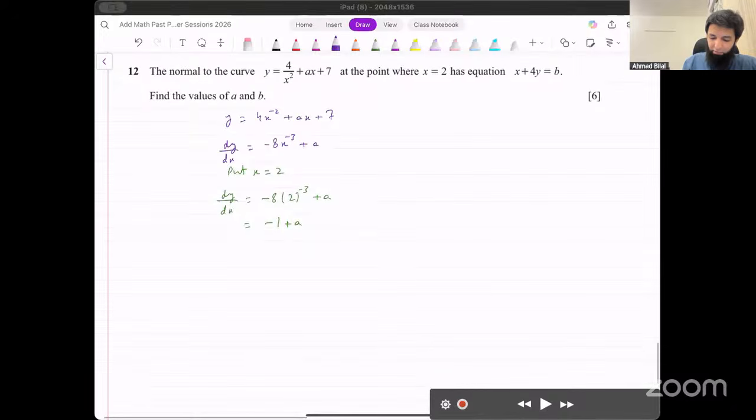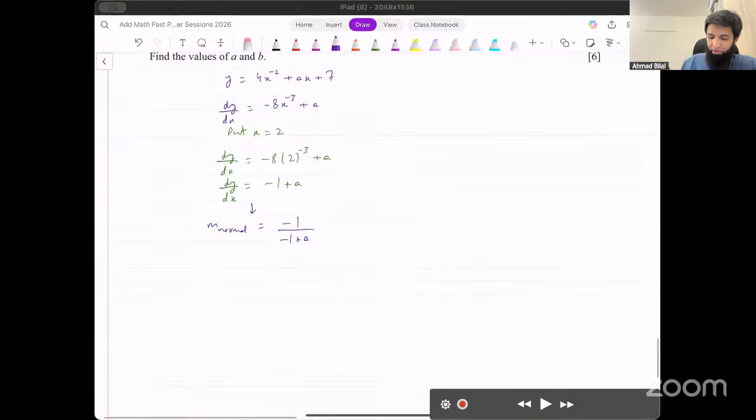Now, if that's the gradient, what about the gradient of the normal? This is the gradient of the curve at that point. The gradient of the normal is going to be the negative reciprocal of this. So you can say minus 1 over minus 1 plus a. We can multiply this negative in the denominator, and that will make it 1 over a minus 1. So that's the gradient of the normal.